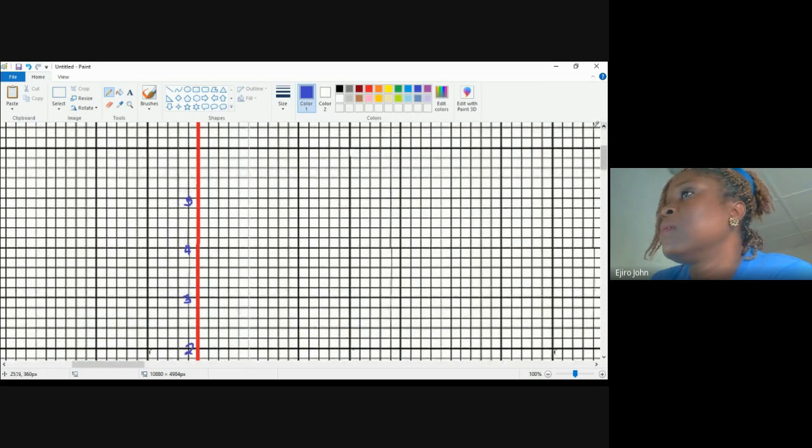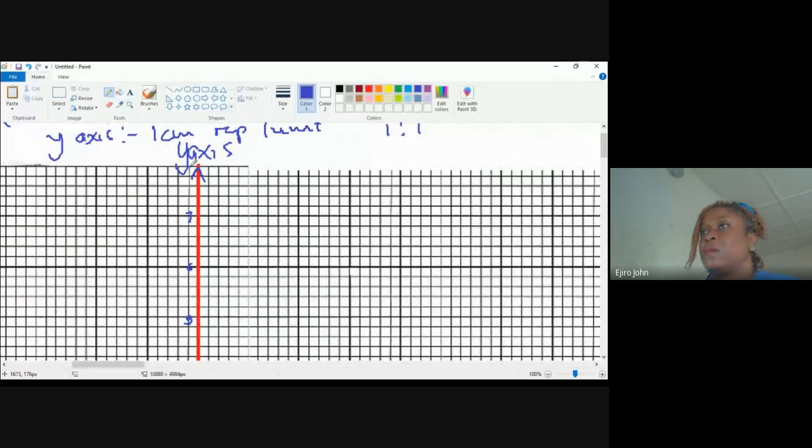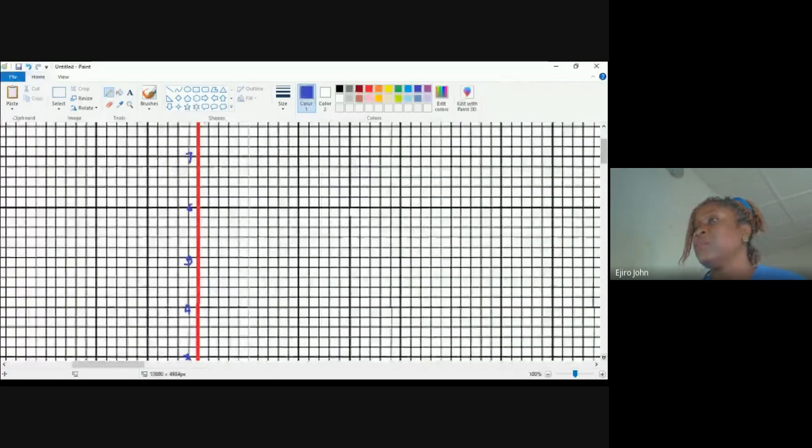5, 6, 7, 8. Okay, our graph is going to extend above. According to the table of values, the y-axis reaches up to 11, but we have 8 here. So that means you need a bigger graph.